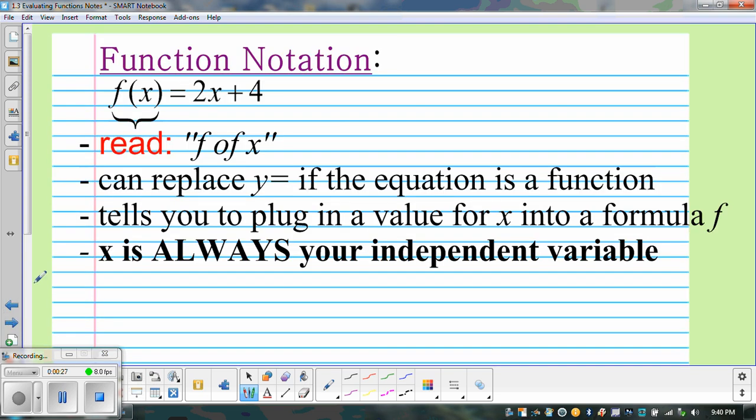We're going to begin with looking at function notation. When you see it written with f next to x in parentheses, the way you're going to actually read it is f of x. So the way you would read this function out loud would be f of x equals 2x plus 4. If we want, we can change and replace the f of x with a y, and it will also make a linear equation. Both f of x equals 2x plus 4 and y equals 2x plus 4 are the same line should we decide to graph them. So f of x equals and y equals are the same thing. Please keep in mind that x is always going to be your independent variable.